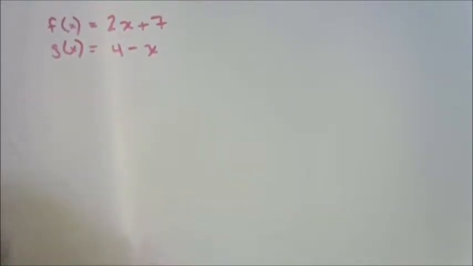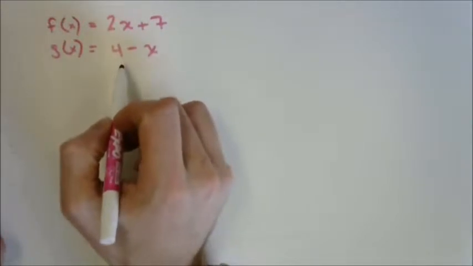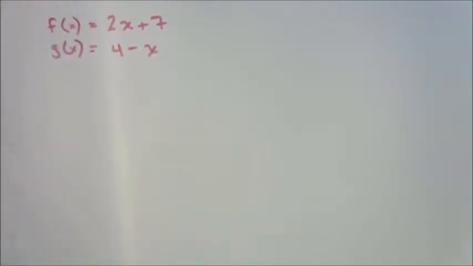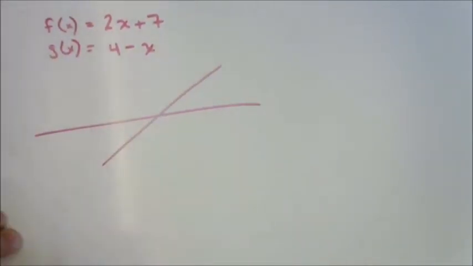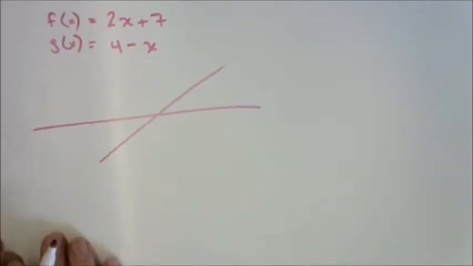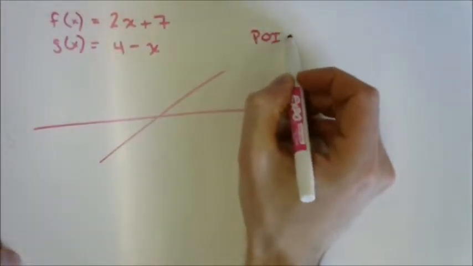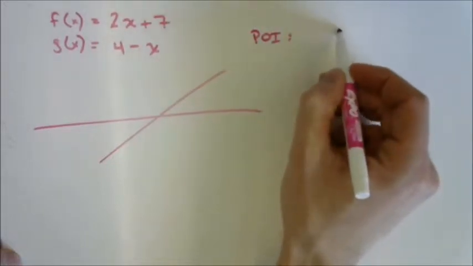These are both linear functions. This one's in the form y equals mx plus b. This one is not, but that's okay. It's still linear. What possible number of intersections could they have? Well, this is a line, and this is a line. What possible number of intersections could they have? Just one. Any other options?